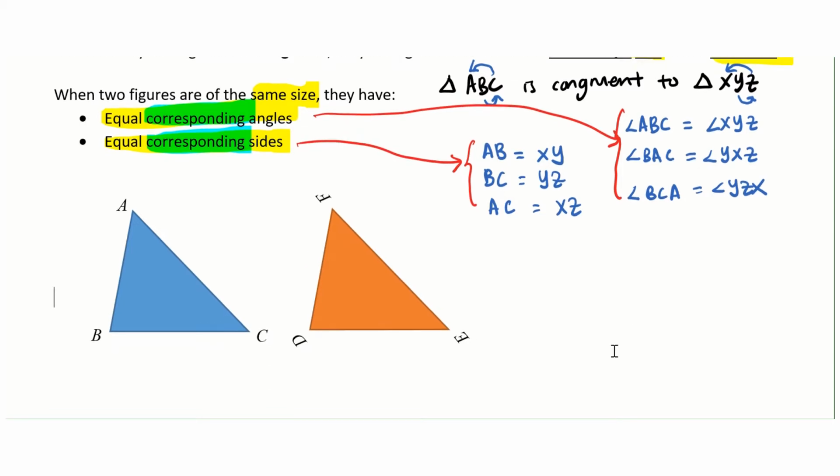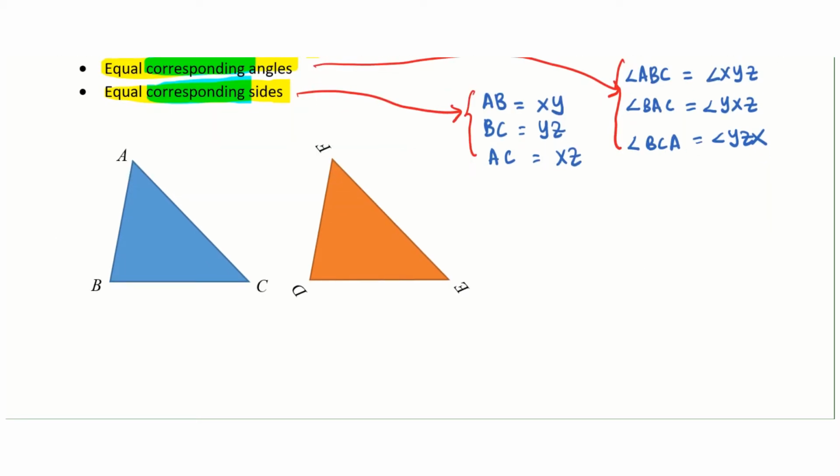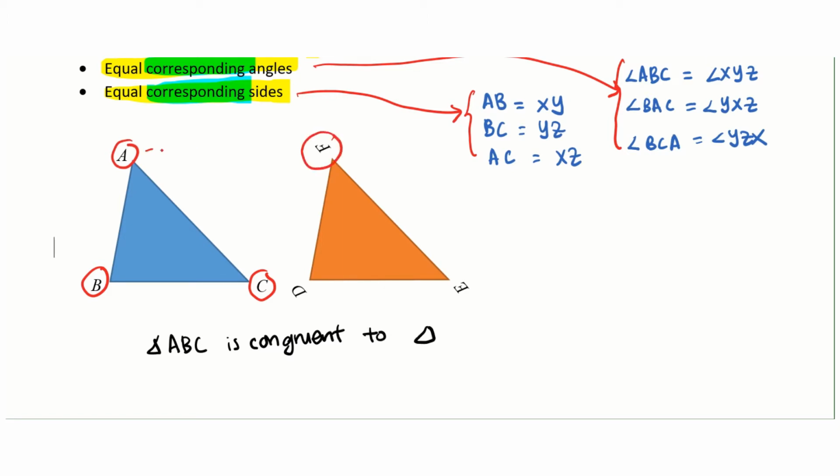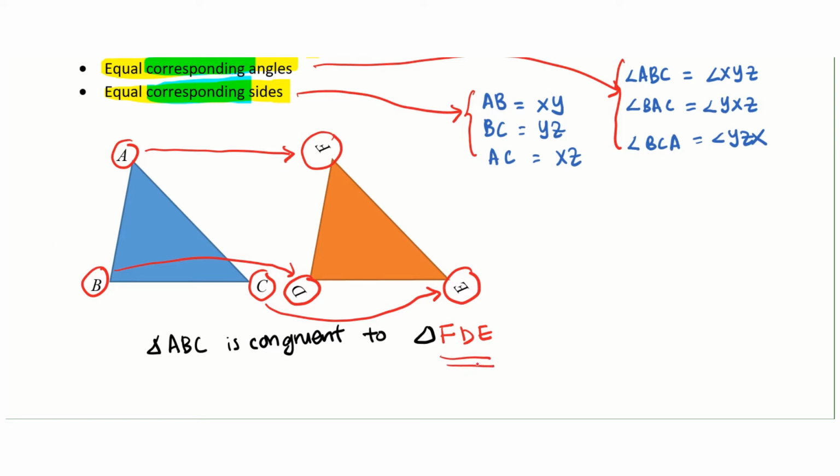So therefore, given these two triangles, I will say that triangle ABC, so I went A, B, C, will be congruent to triangle EDF, because A matches up with F, B matches up with D here, and C matches up with E over here. So when I write that the two triangles are congruent, this is the matching that I have to do. I cannot write it in alphabetical order.